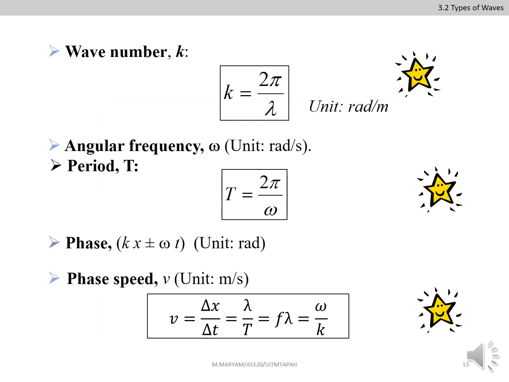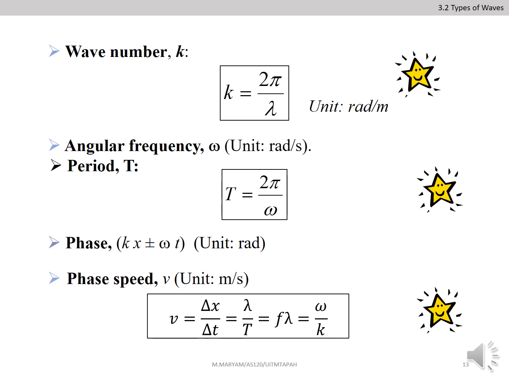The wave number k equals 2π divided by λ. The unit is radian per meter. Angular frequency ω, unit is radian per second. ω equals 2πf. The period T is in seconds, equal to 2π divided by ω, or 1 over f. The phase is kx plus or minus ωt. The unit for phase is radian. Phase is an angle.